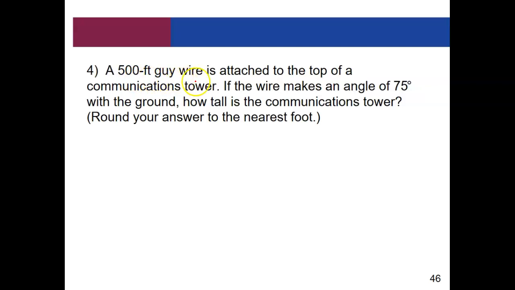Okay, we have a 500-foot guy wire attached to the top of a communications tower. So here's our communications tower, and we have a 500-foot guy wire that's attached to the top of it. A guy wire is like those wires you see on telephone poles that help to hold it and give it support. So this is the guy wire here, and it's going to be 500 feet. If the wire makes an angle of 75 degrees with the ground, so here's our ground and here's the wire, so this is going to be 75 degrees. How tall is the communications tower? So this is the height of the tower.